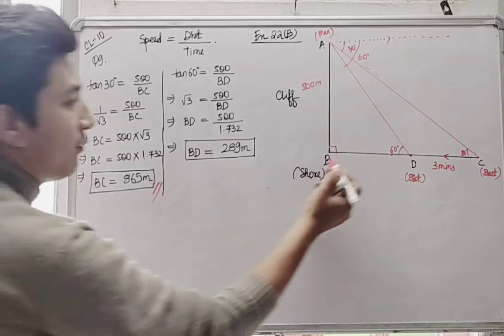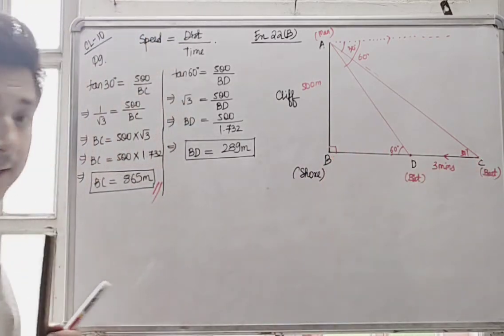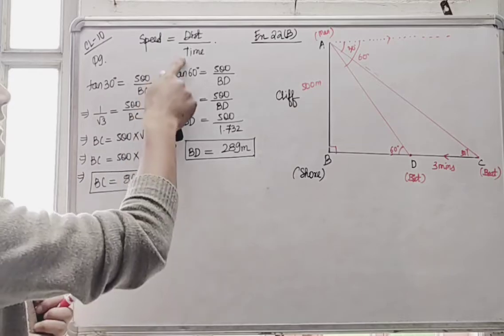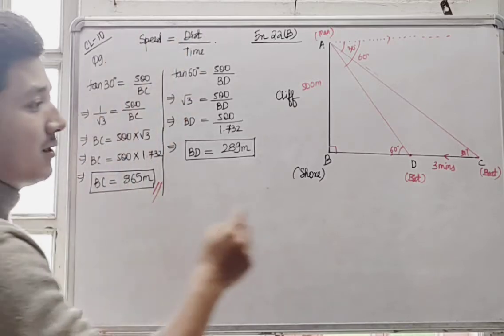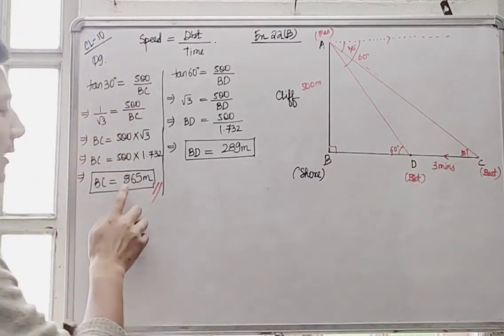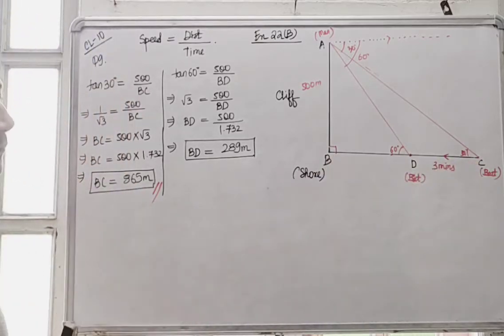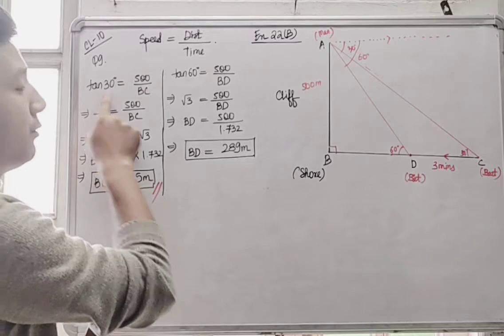So what is the distance from here to here? Why am I finding distance? Because I'm asked to find the time and speed. That's why I need this distance. So the distance BC is how much? 865 meters. Clear?